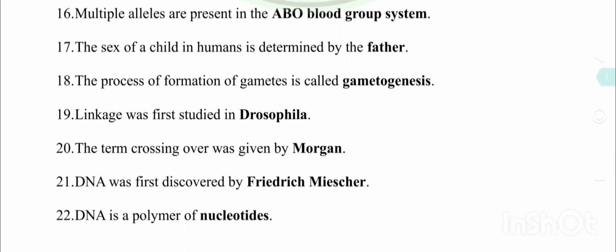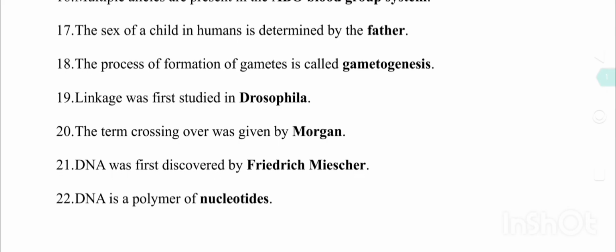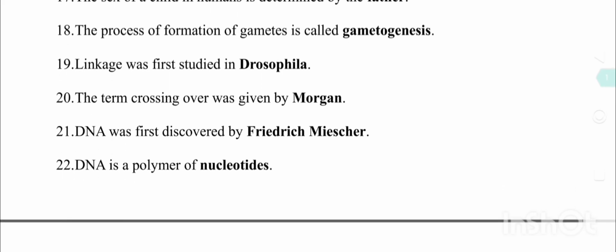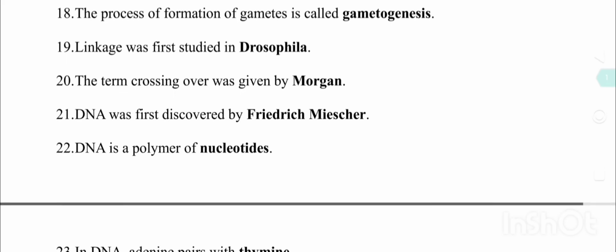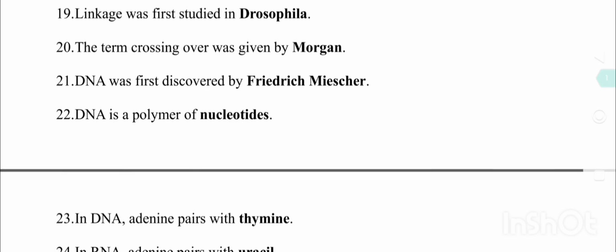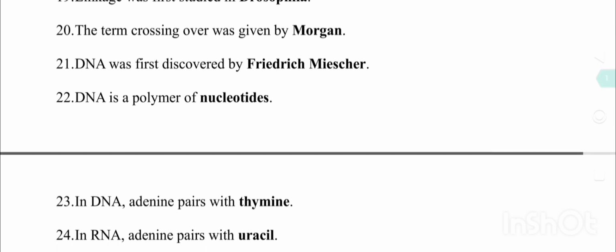18. The process of formation of gametes is called gametogenesis. 19. Linkage was first studied in Drosophila. 20. The term crossing over was given by Morgan. 21. DNA was first discovered by Friedrich Miescher.